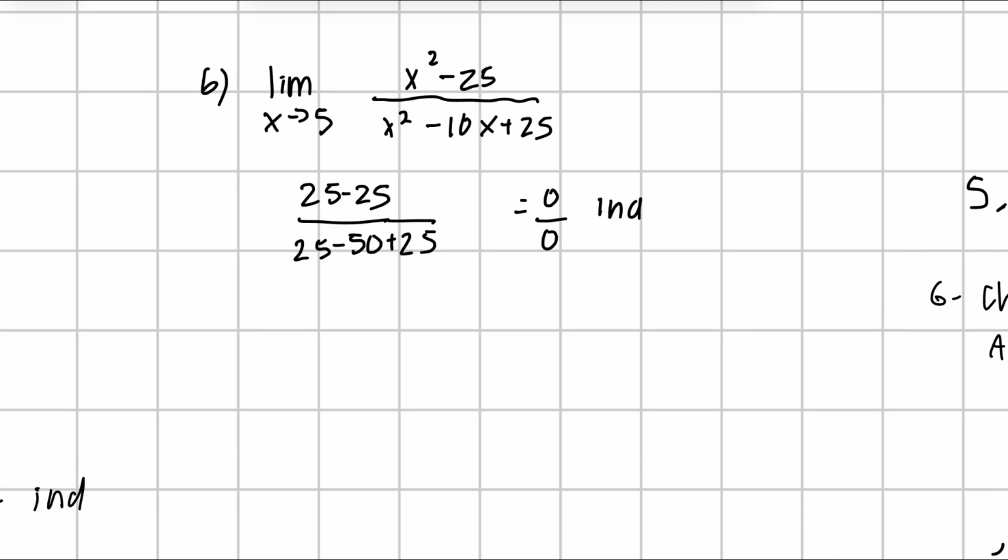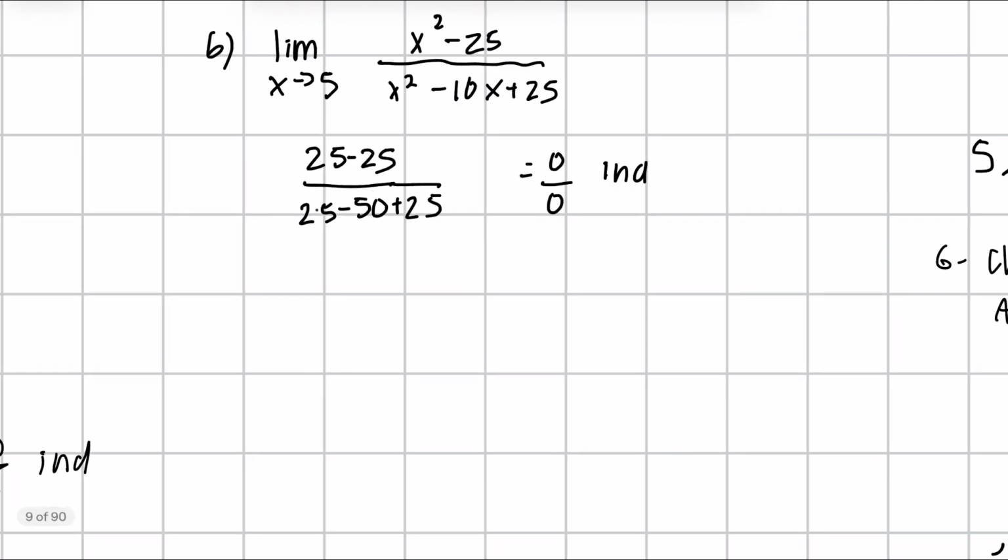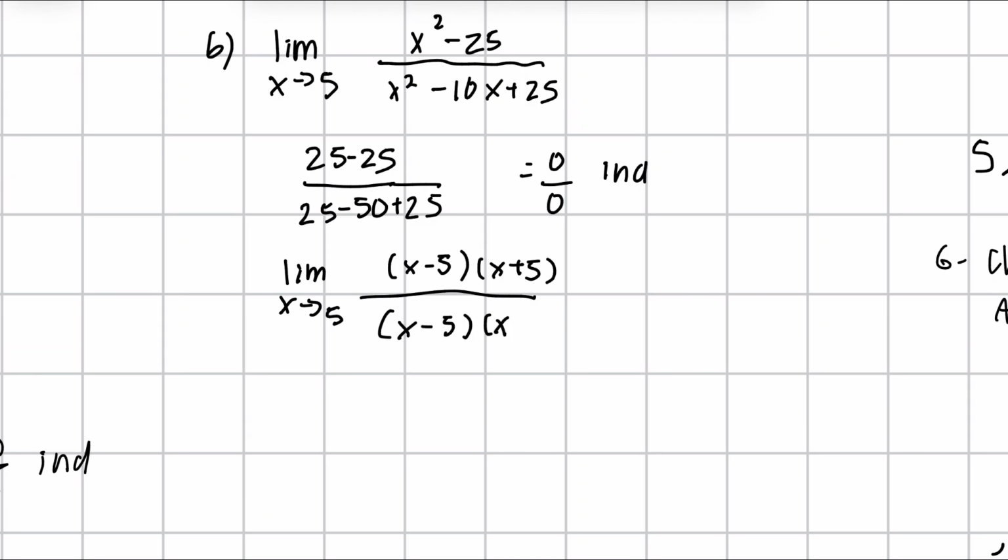We have the limit as x approaches 5 of x squared minus 25 divided by x squared minus 10x plus 25. So we have 25 minus 25 divided by 25 minus 50 plus 25, and this is going to give us an indeterminate form. So we are going to factor our fraction. In the numerator, we have x minus 5 and x plus 5 from a difference of squares, and in the denominator we need numbers multiplying to 25 and adding up to -10. Those are going to be x minus 5 and x minus 5.